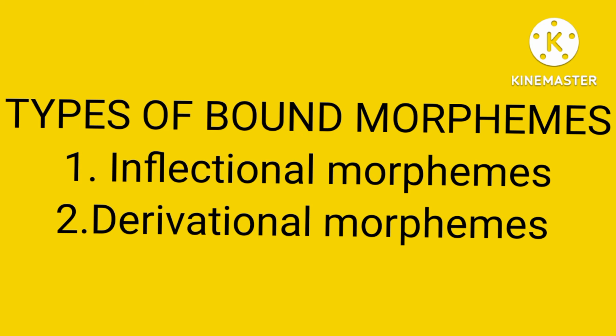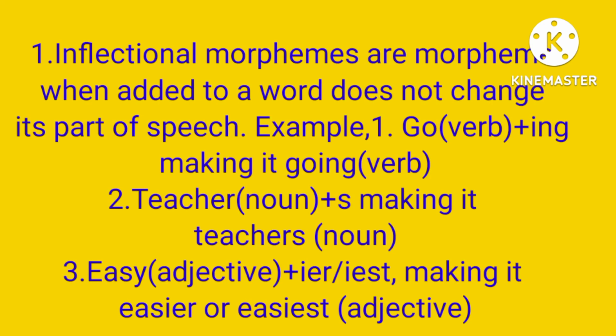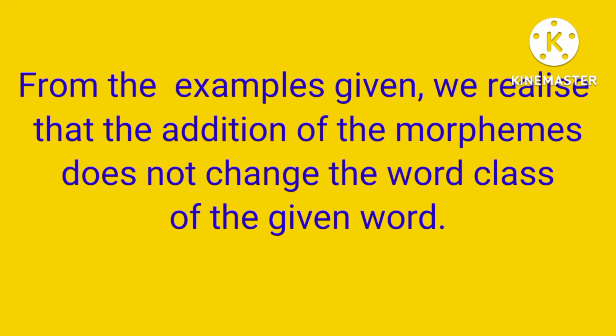Inflectional morphemes are morphemes that, when added to a word, do not change its part of speech. Example, go, which is a verb, plus ing, makes it going, which is still a verb. Example 2, teacher, which is a noun, plus s, makes it teachers, which is still a noun. From the examples given, we realize that the addition of these morphemes does not change the word class of the given word.